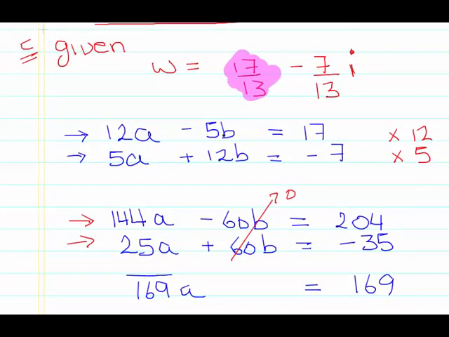12 times 1 minus 5b is equal to 17. That means minus 5b is equal to 5. That means b has to be equal to minus 1.